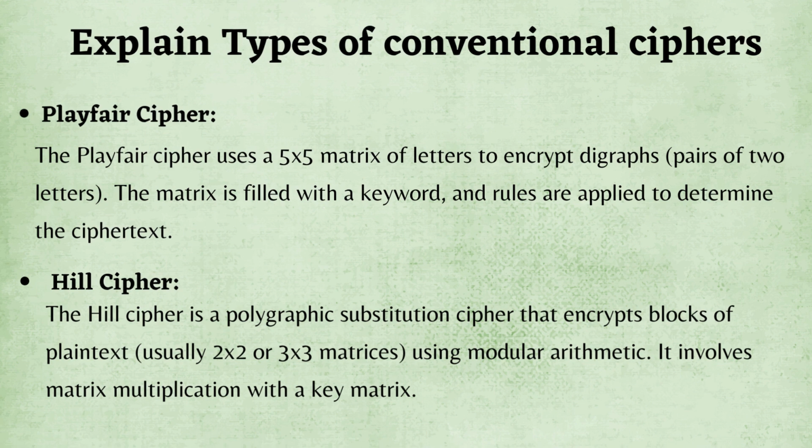The next is Hill cipher. The Hill cipher is a polygraphic substitution cipher that encrypts blocks of plaintext, usually 2x2 or 3x3 matrices, using modular arithmetic. It involves matrix multiplication with a key matrix.